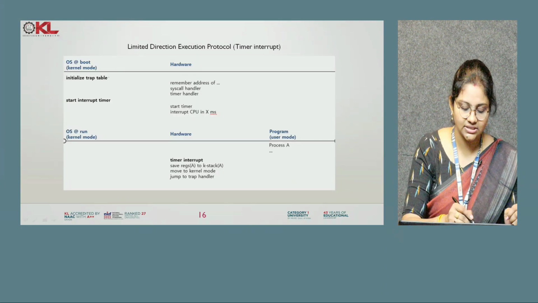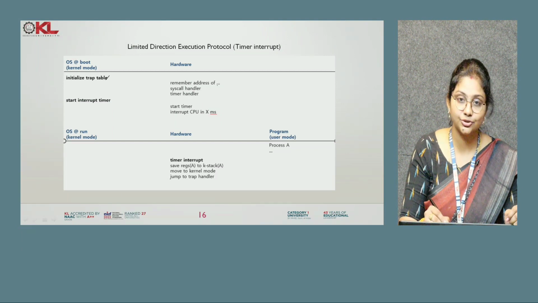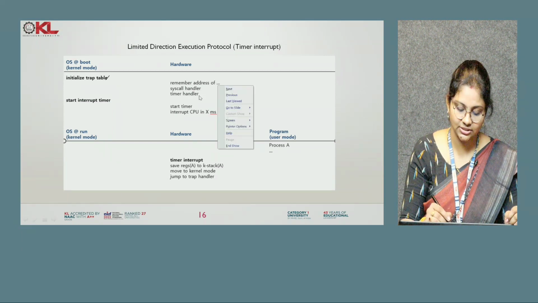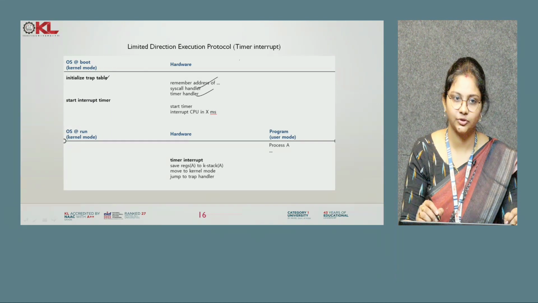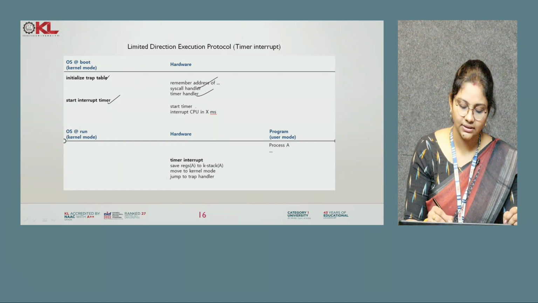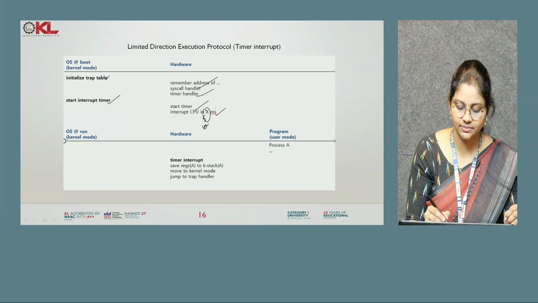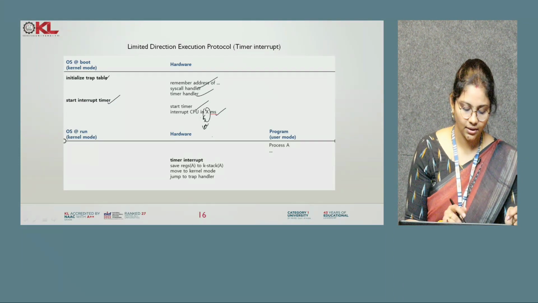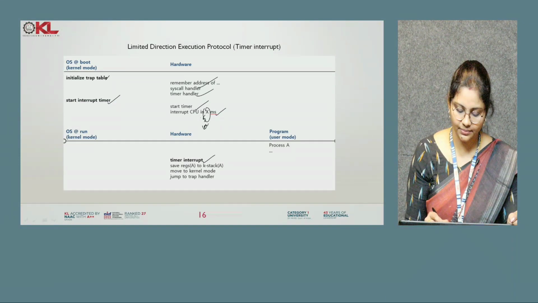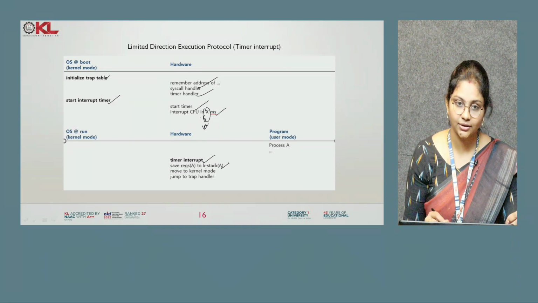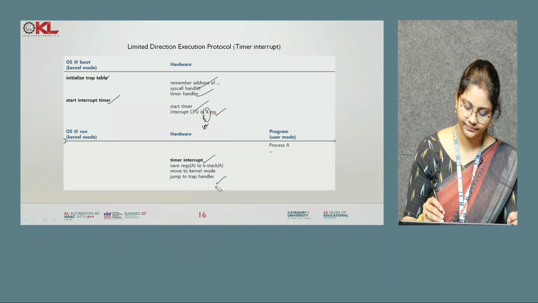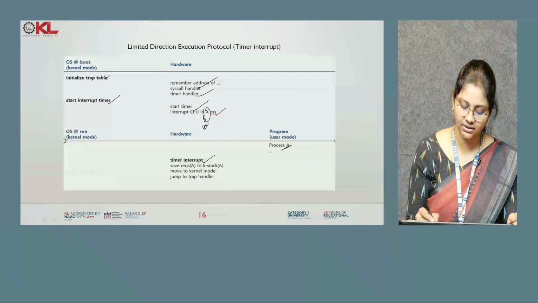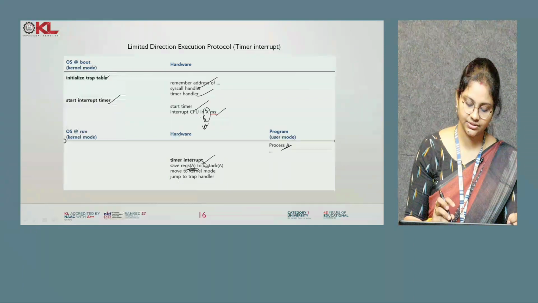Now see here, initialize the trap table and remember the address of the previous one, and then the system call handler and timer interrupt. Start the interrupt timer, which starts the timer interrupt on the CPU in 5 or 10 milliseconds, right. Then the OS runs in kernel mode. On a timer interrupt, save the registers of A to the kernel stack A, move to kernel mode and jump to the trap handler. Since we are executing process A here, we are saving the process A register values.